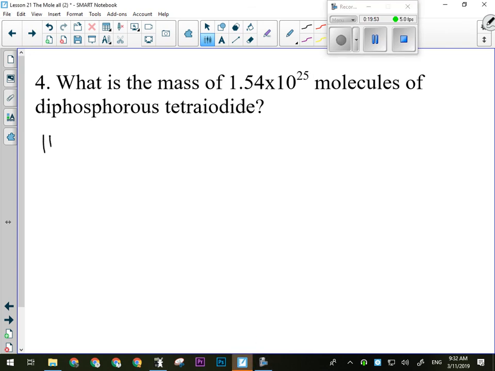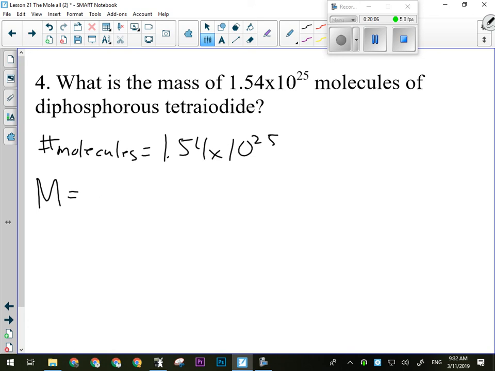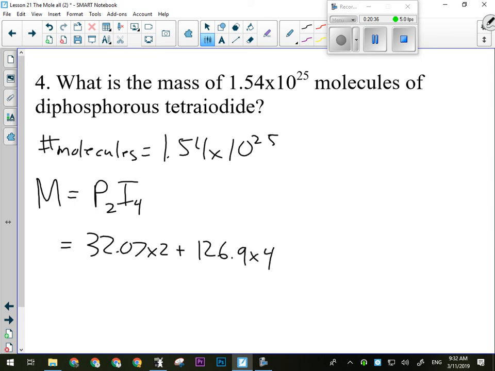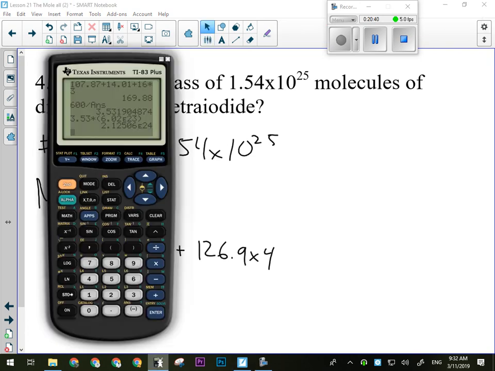So in this one, my givens are the number of molecules, and that is 1.54 times 10 to the 25. And I'm told it's diphosphorus tetraiodide, so that's P2I4, right? Which will help me, of course, to calculate my molar mass. Okay, so I've got phosphorus, which is 30.97, and I've got iodine, which is 126.9. Right, so 32.07. And there's two of them, and there's 4 iodines. Okay, so it's a relatively heavy material.